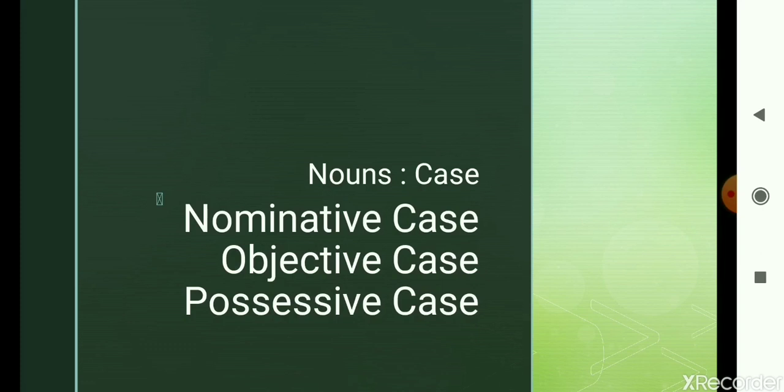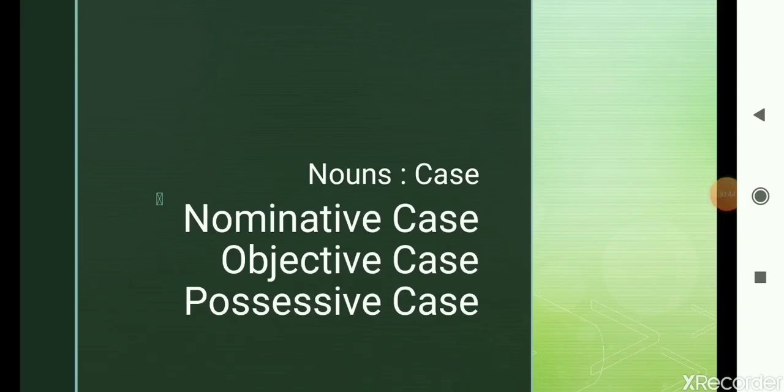This is Diksha and today we'll start with noun's case. So what is case? The case of a noun or pronoun tells us what the relation of that noun or pronoun is to some other word or words in a sentence. In simple language, it tells us what the relation of that noun or pronoun is to some other words in that particular sentence.